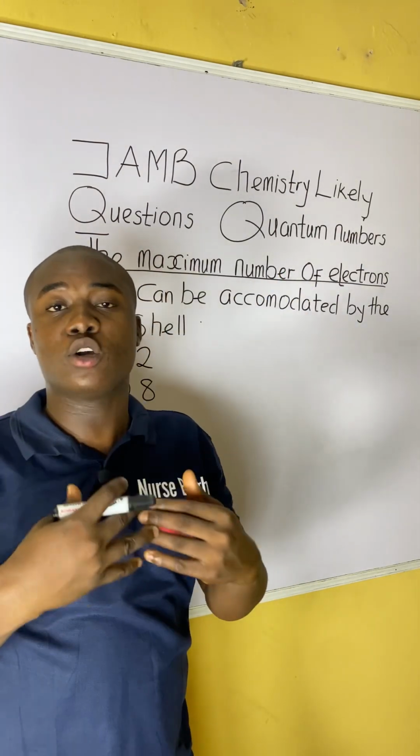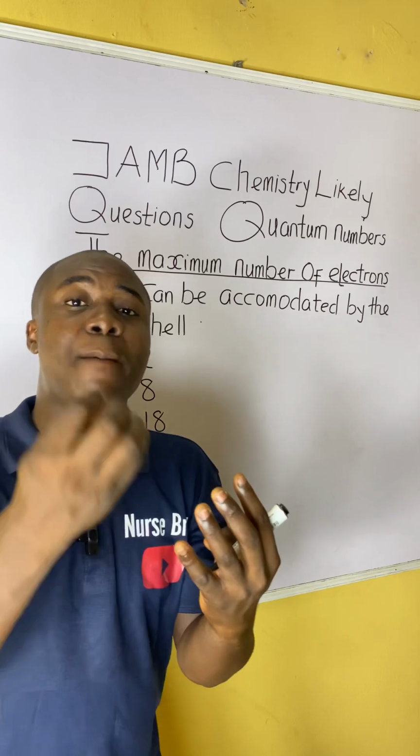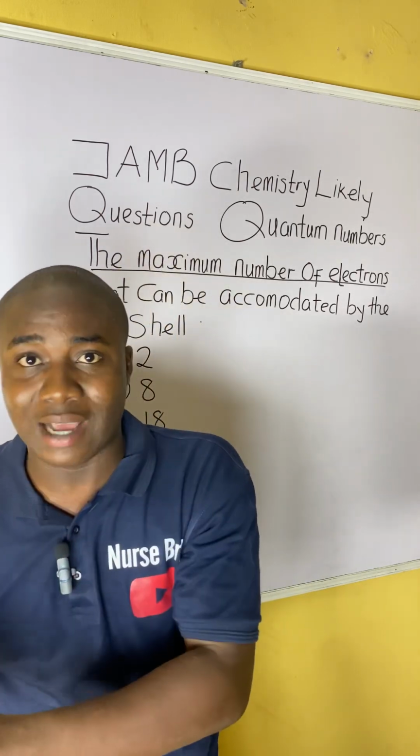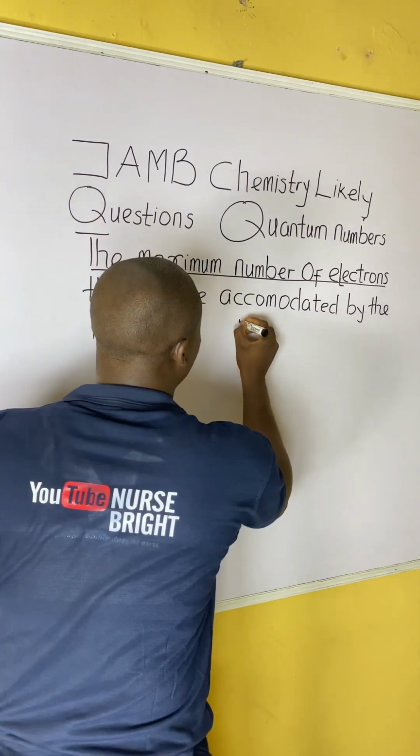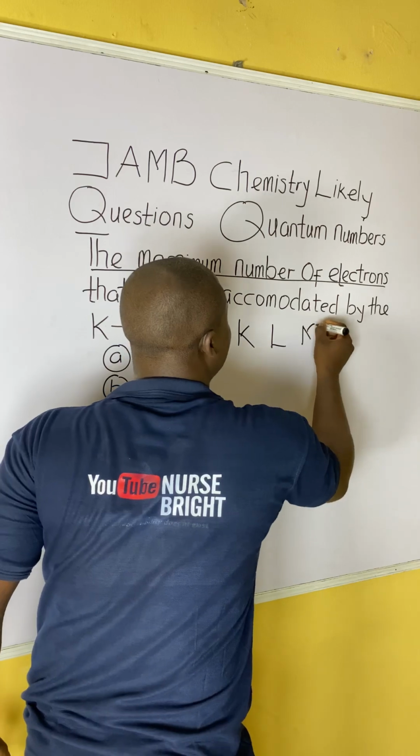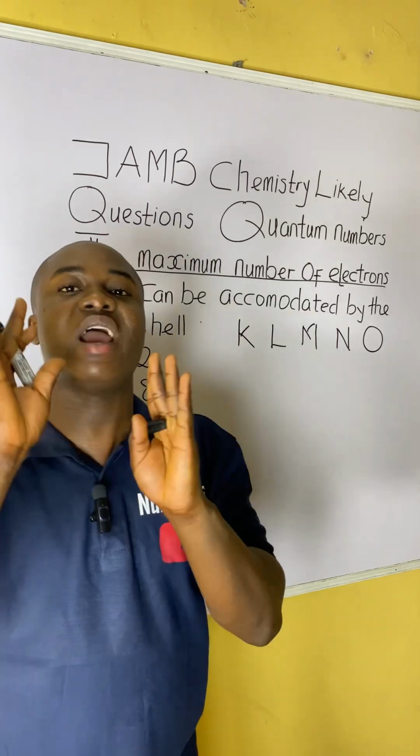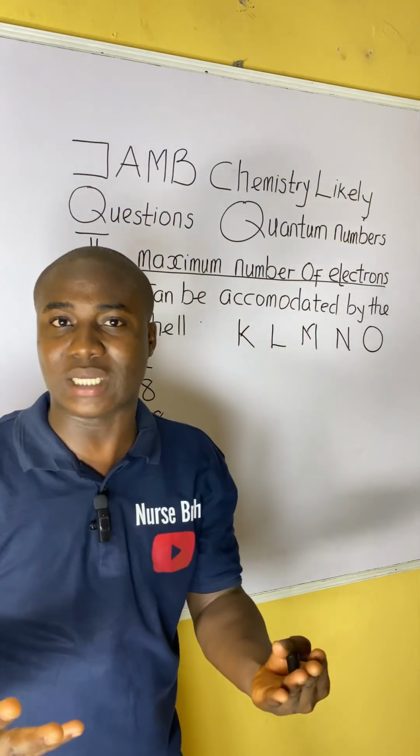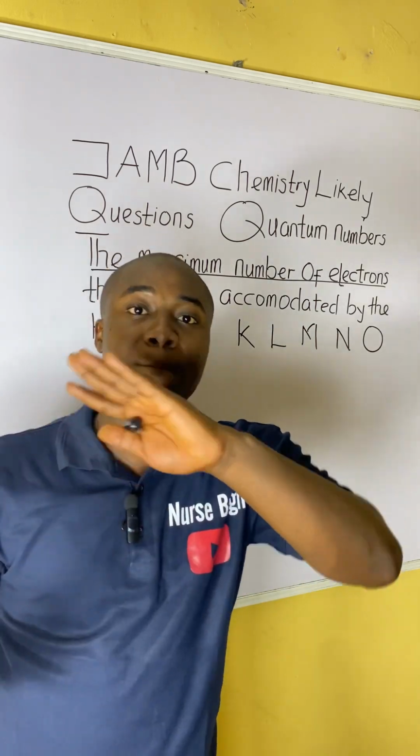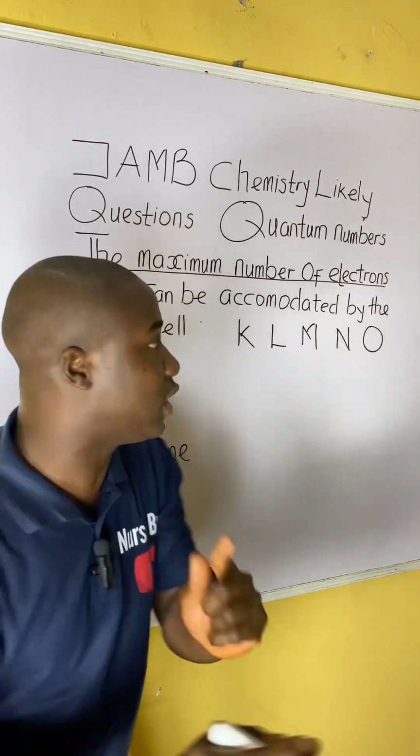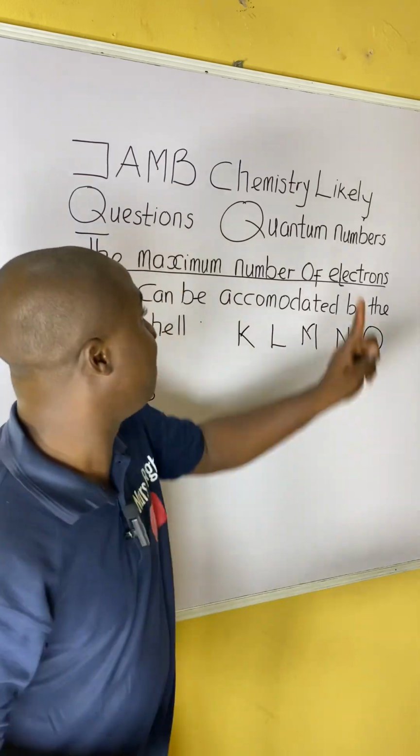So the question wants us to calculate the maximum number of electrons in a particular shell of an atom, because atoms are made up of different shells. They include the K shell, the L shell, the M shell, the N shell, even the O shell. All of these are shells and they are found in an atom. I believe you know what an atom is, which is the smallest particle of an element that can take part in a chemical reaction. But I'm not talking about that. It is important for you to know that all of these shells have numbers allocated to them, and these numbers are determined by one of the quantum numbers.